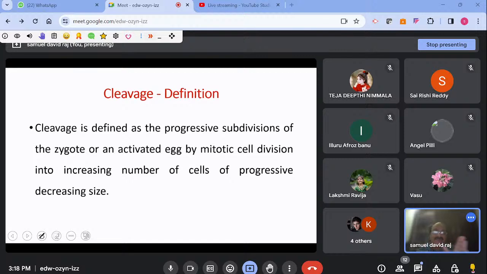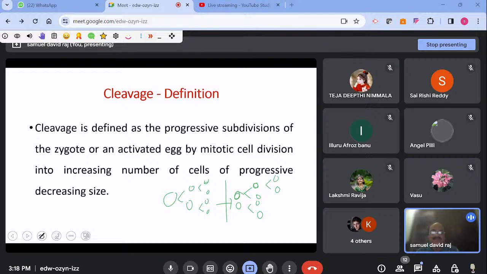Thus, the divisions of cleavage can be synchronous or asynchronous. In synchronous mode, the size gradually decreases. Once it reaches the size of the normal cell, after this there is no further decrease. With each division, similar sized cells are produced. Before, the size was gradually decreasing. Once it reaches the normal cell, after that the size is maintained.